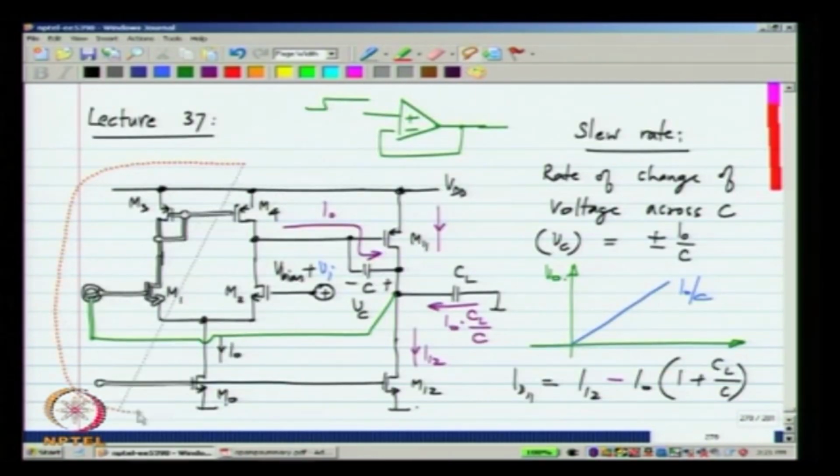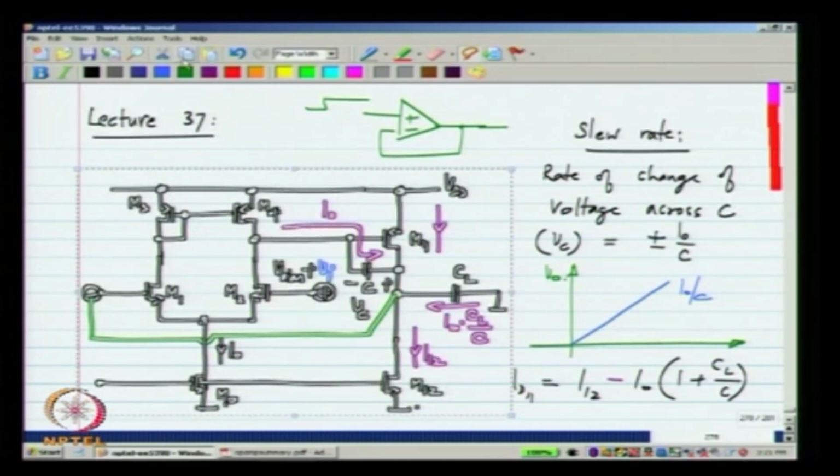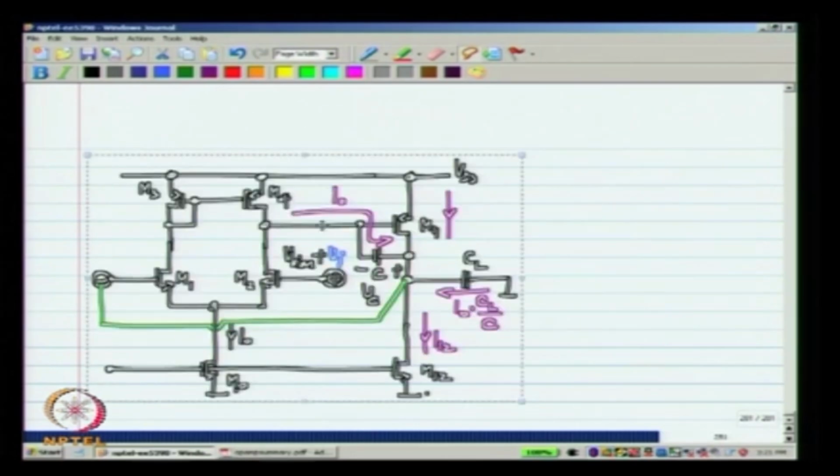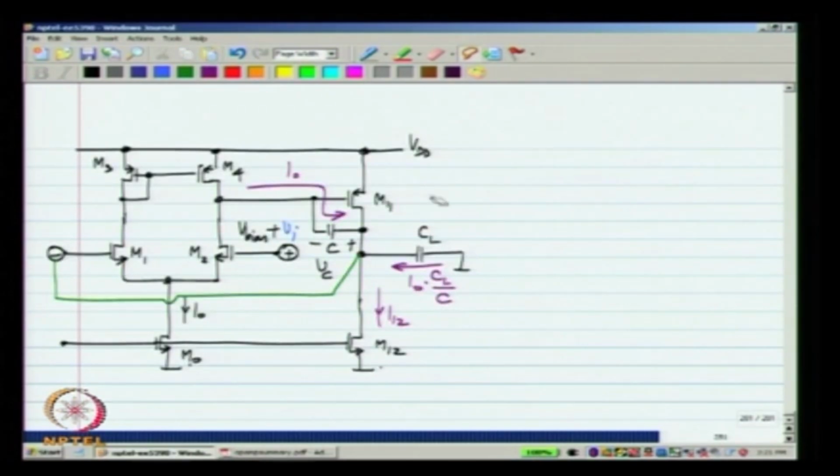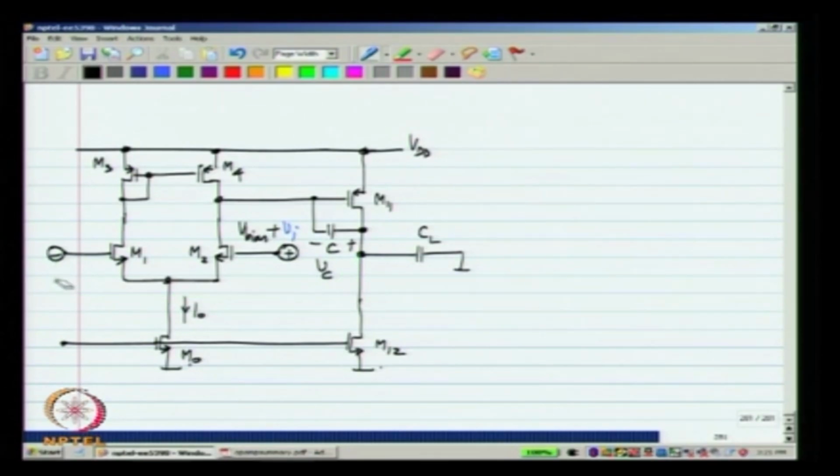the signal swings. The last thing we have to determine here is the signal swing. Signal swing limits. Let me remove this feedback loop.